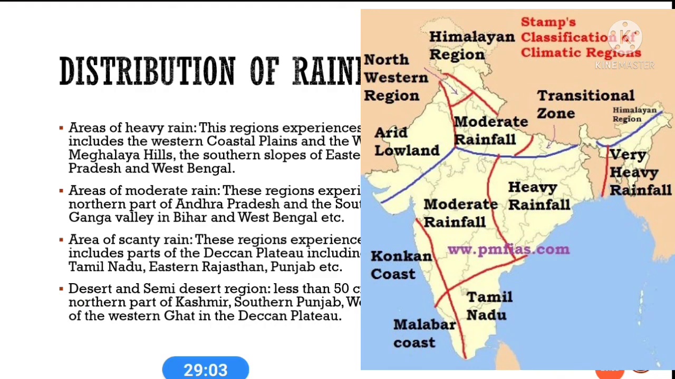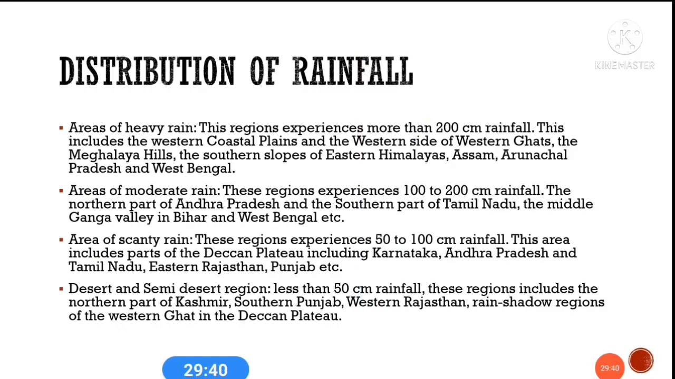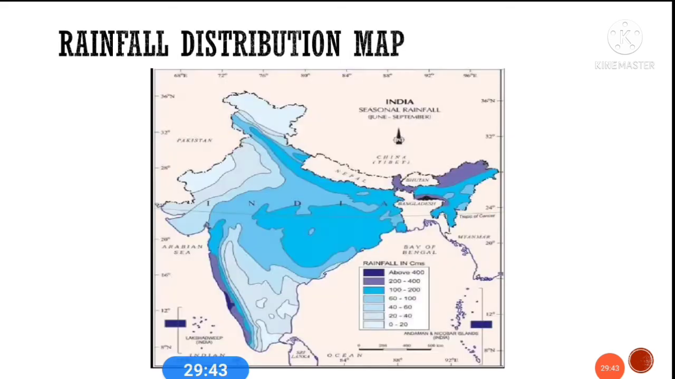And the areas that receive scanty rainfall, scanty means very little rainfall, 50 to 100 centimeter. This includes parts of the Deccan Plateau, a dry area including Karnataka, Andhra Pradesh, Tamil Nadu, and the eastern part of Rajasthan and Punjab. And there are some areas that receive less than 50 centimeter of rainfall. These are all deserts and semi-desert regions, like the northern part of Kashmir, southern part of Punjab, western part of Rajasthan, and the rain shadow areas of the Western Ghat in the Deccan Plateau. So this is how the rainfall is distributed in the entire country.